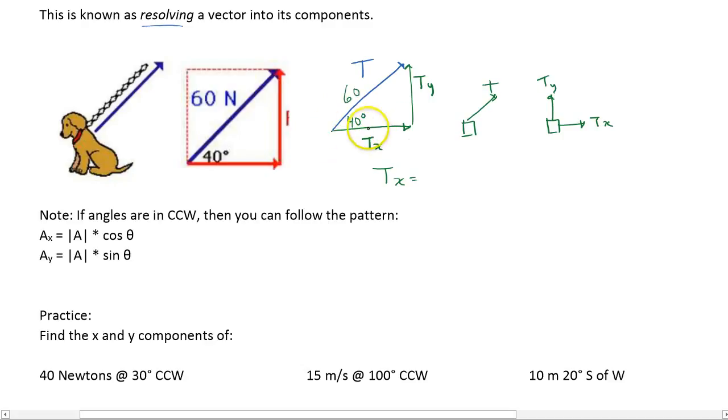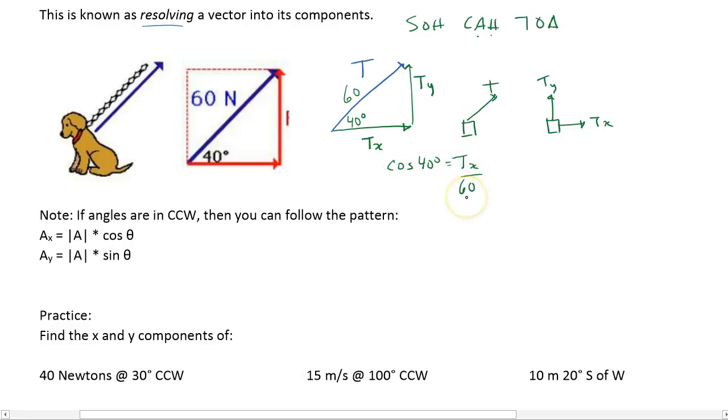X is my adjacent side, right? Okay, so I'll just erase this for a second because I'm going to think, okay, the adjacent side and the hypotenuse, that means I'm going to be using cos. SOH CAH TOA. Cos is the adjacent over the hypotenuse. So I'll say the cos of 40 degrees is equal to the adjacent side, tx, over the hypotenuse, which is 60.